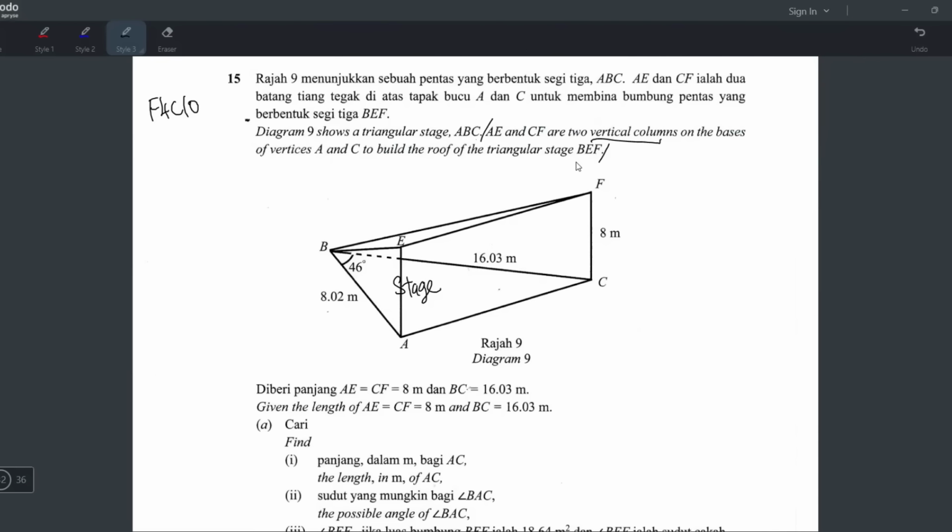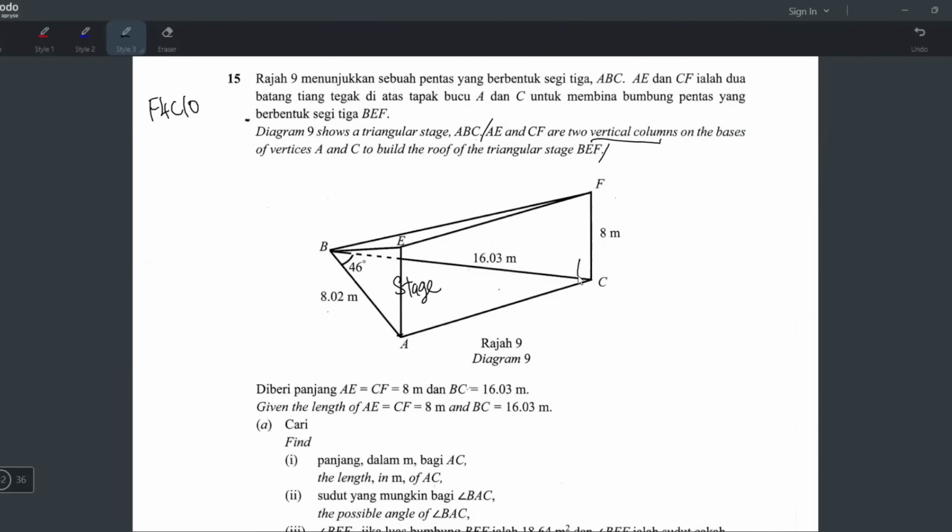Okay, I don't understand. What is this? AE and CF are two vertical columns on the base AC. So AE is this line, CF is this line. They are two vertical columns on the base A and C. Okay, understand. So the stage must be at the horizontal ground, right? And then AE and CF are both vertical on the base A and C. So A and C is the base.